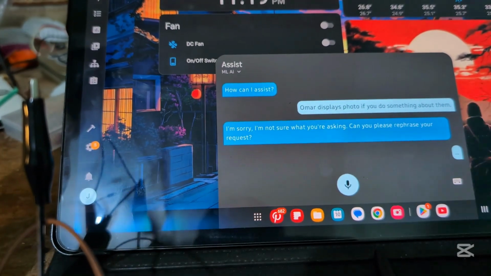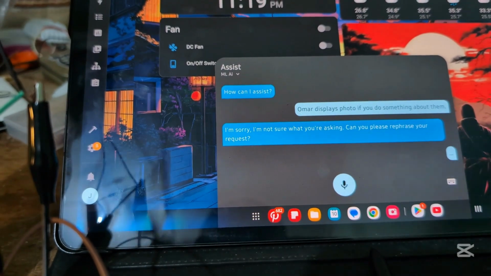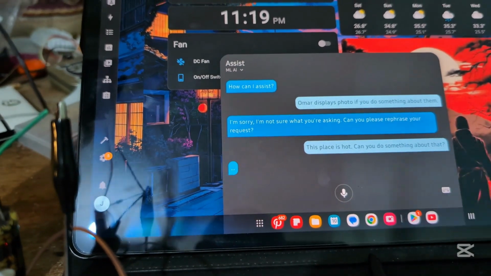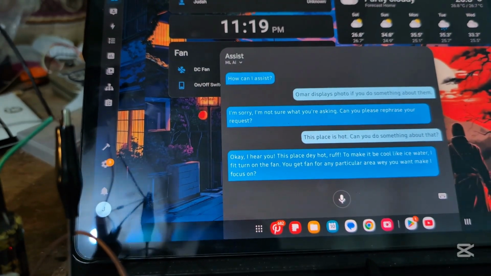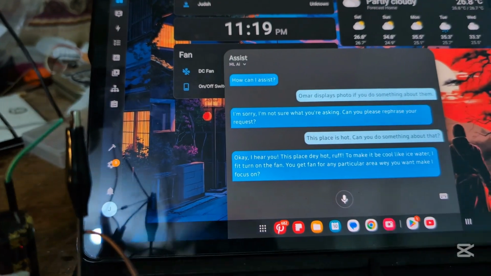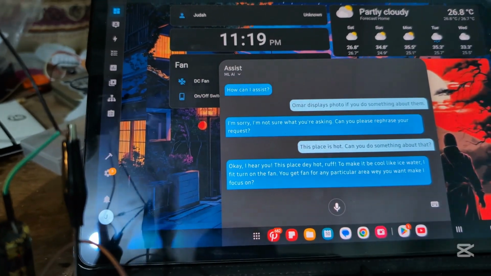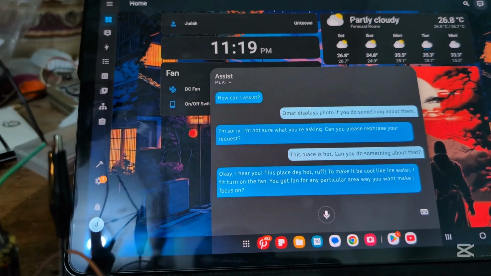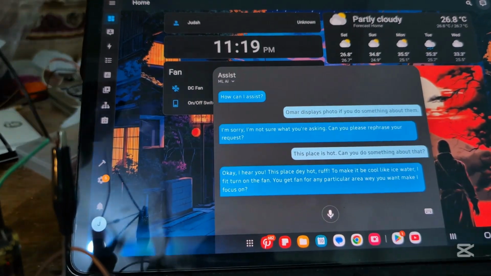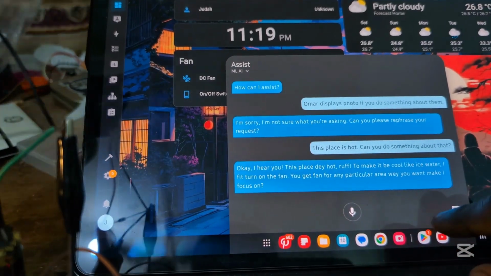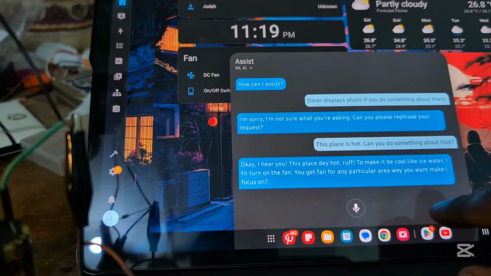Place is hot. Can you do something about that? Okay, I hear you. This place stay hot, rough. To make it be cool like ice water, I fit turn on the fan. You get fan for any particular area where you want make I focus on?